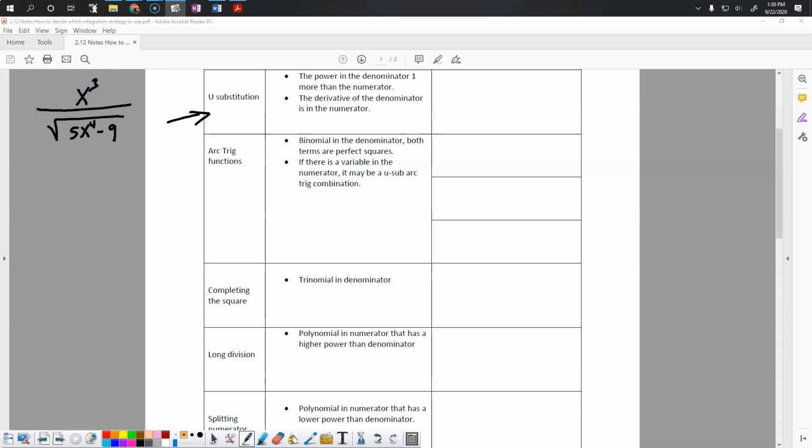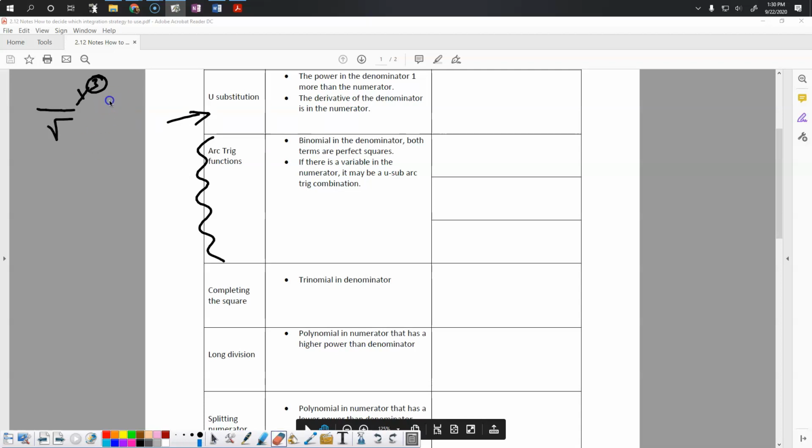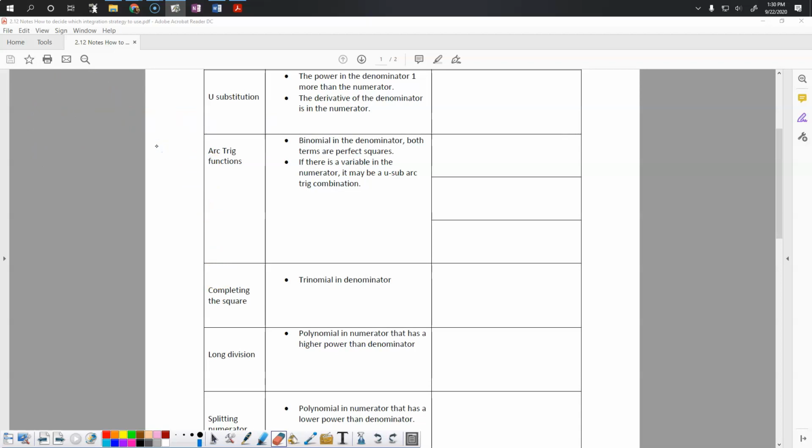That's got a square root on it, right? The arctrigs are the ones that usually have square roots, but this is not an arctrig problem because look at the powers. This power is 1 less than this, or 1 more than this power. That's a U-sub problem, okay? So I don't want you guys to think that anytime you see square roots, it's going to be an arctrig, but it's something to consider at least, okay? But remember, the main thing is look for that U substitution first.